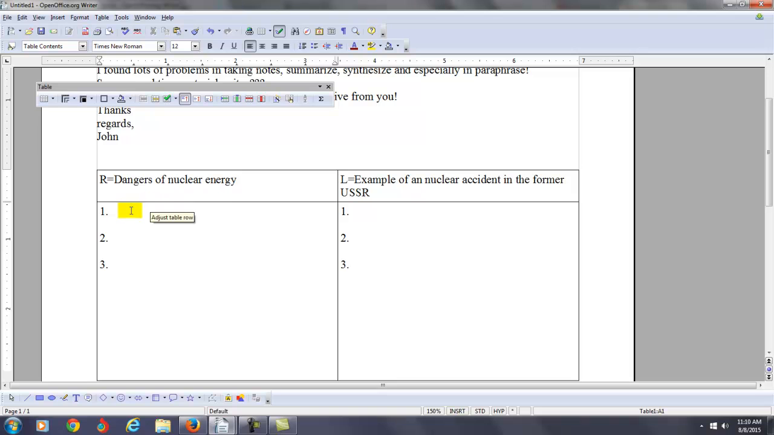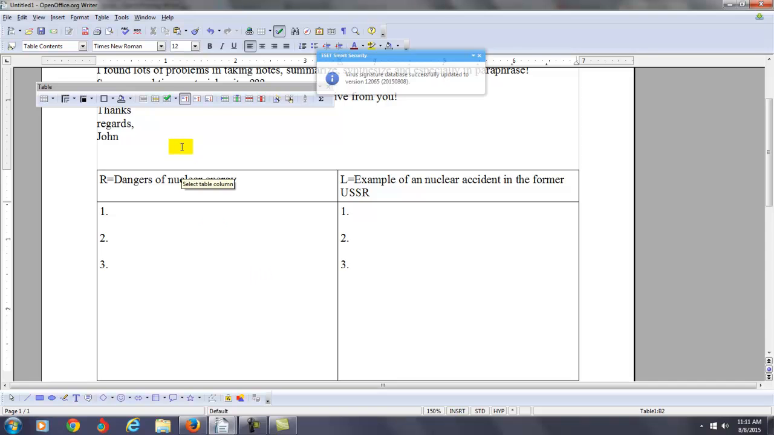So then you have to put, okay, what are some of the examples, what supporting information does the reading passage give to illustrate dangers of nuclear energy? You want to put these here. And then if the lecture gives an example of a nuclear accident in the former USSR, then you list some of the supporting information that relates to that.